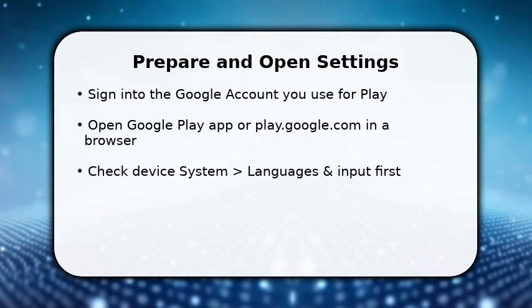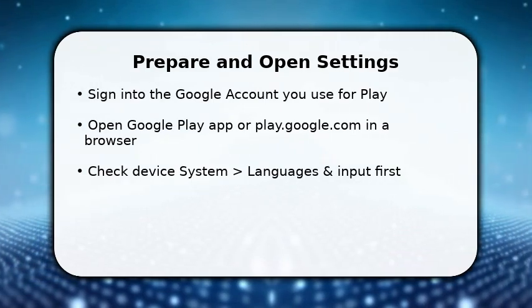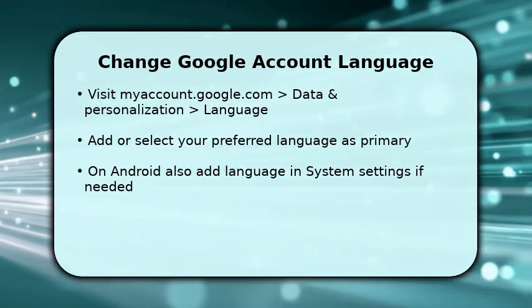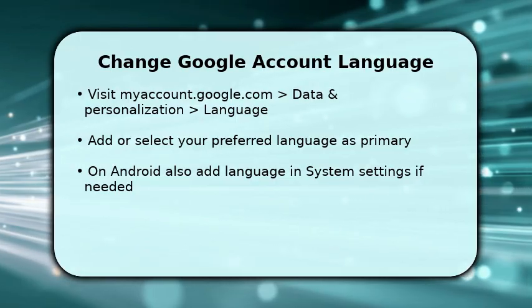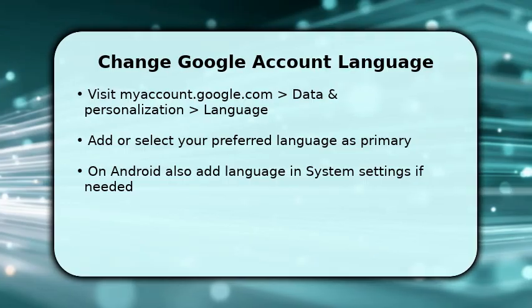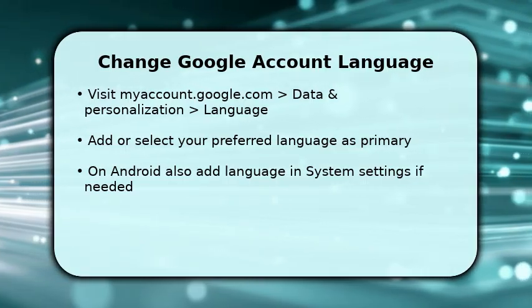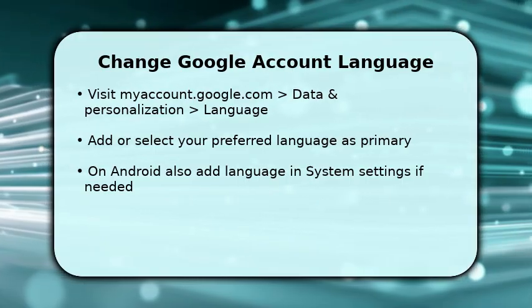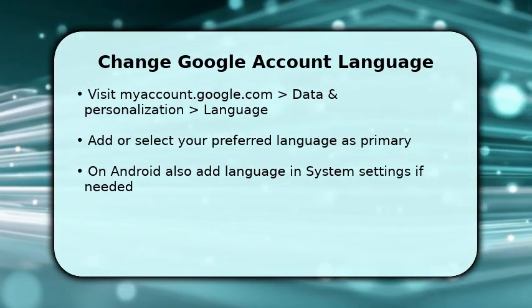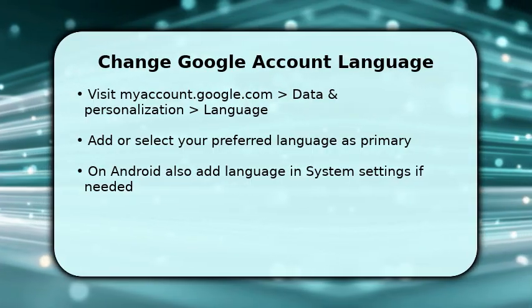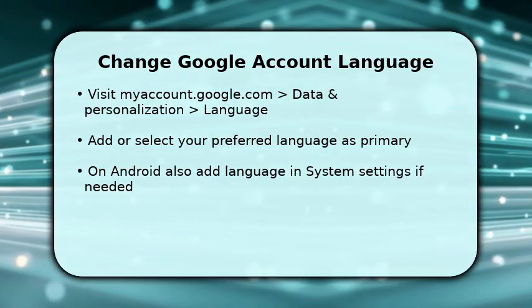Now change the language tied to your Google account to force Play to update. Go to My Account.Google.com and open Data and Personalization, then Language. Add a new language or edit to make your chosen language primary. This tells Google services, including Play, which localize strings to load. Once you've changed it, make sure the language order is correct. On Android, also add the language under System Languages and input apps that follow device settings.